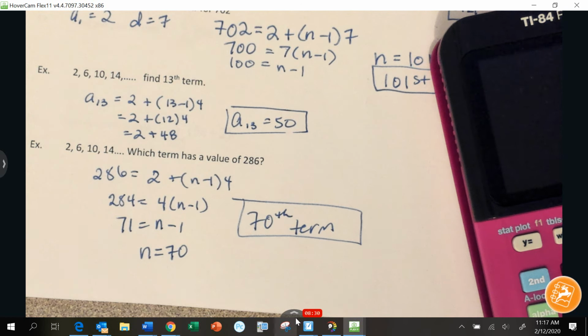Oh, it should be the 72nd. Subtracted instead of adding 1. Here we go.